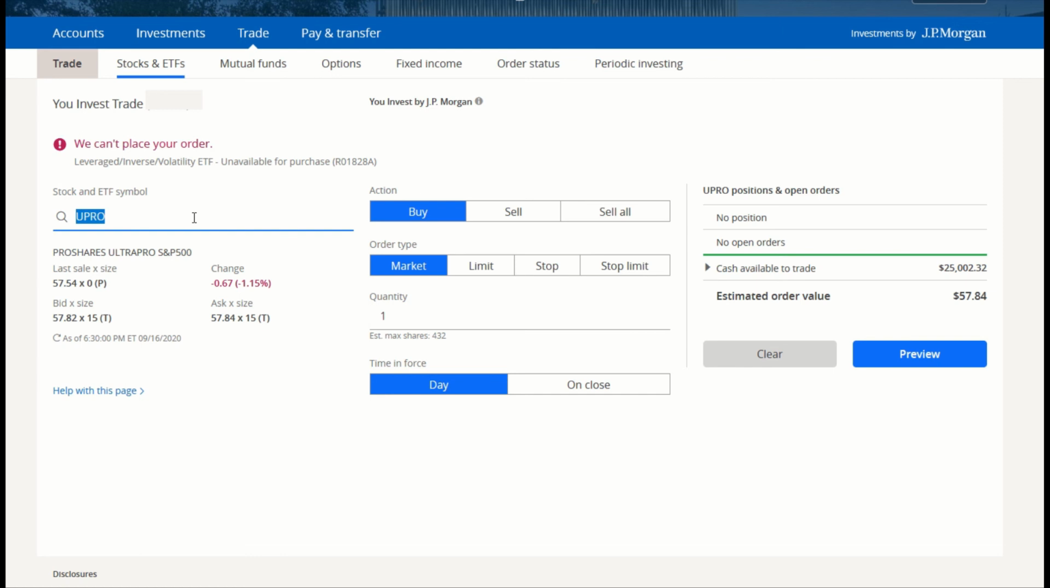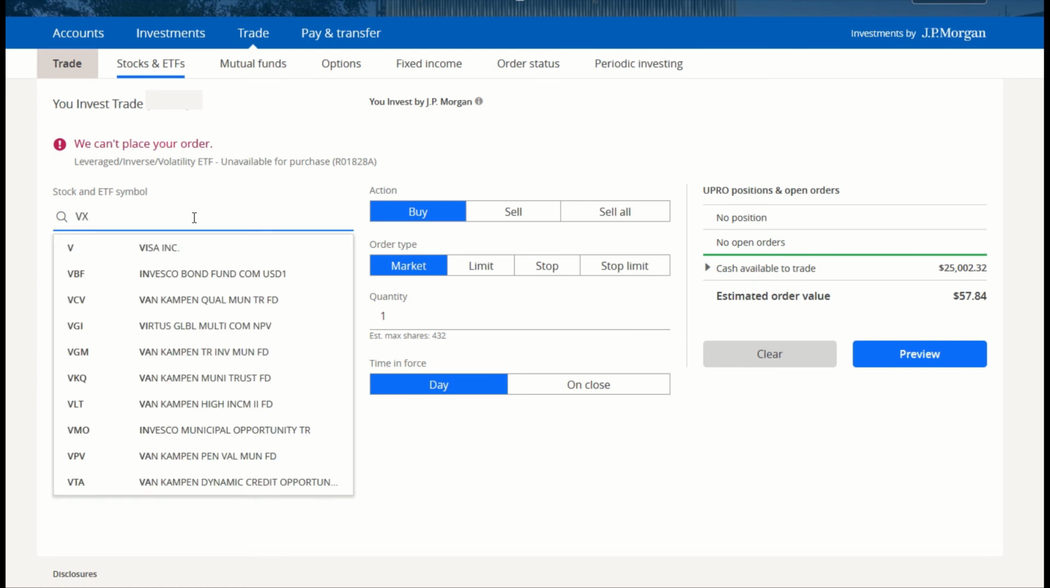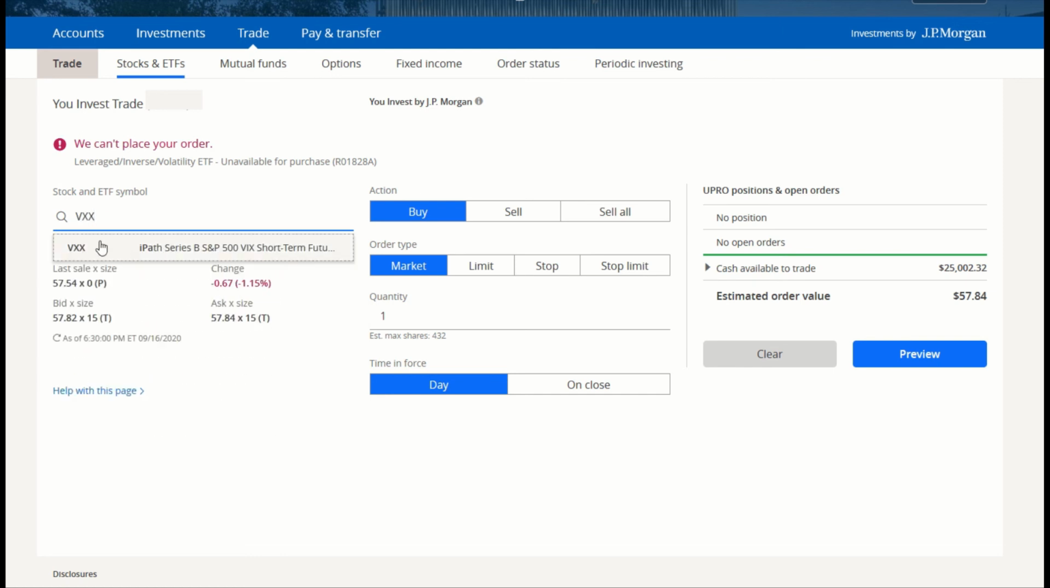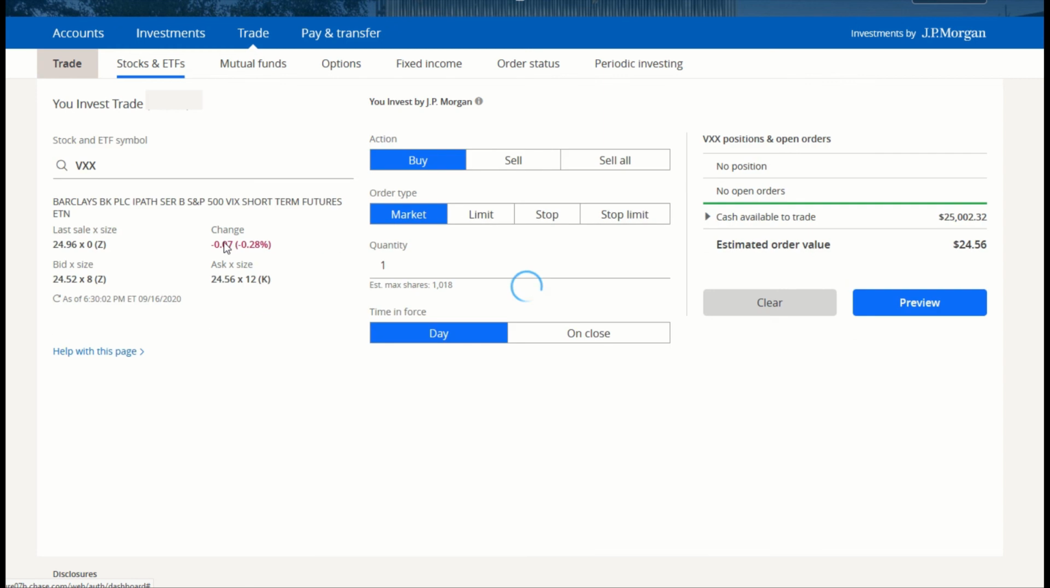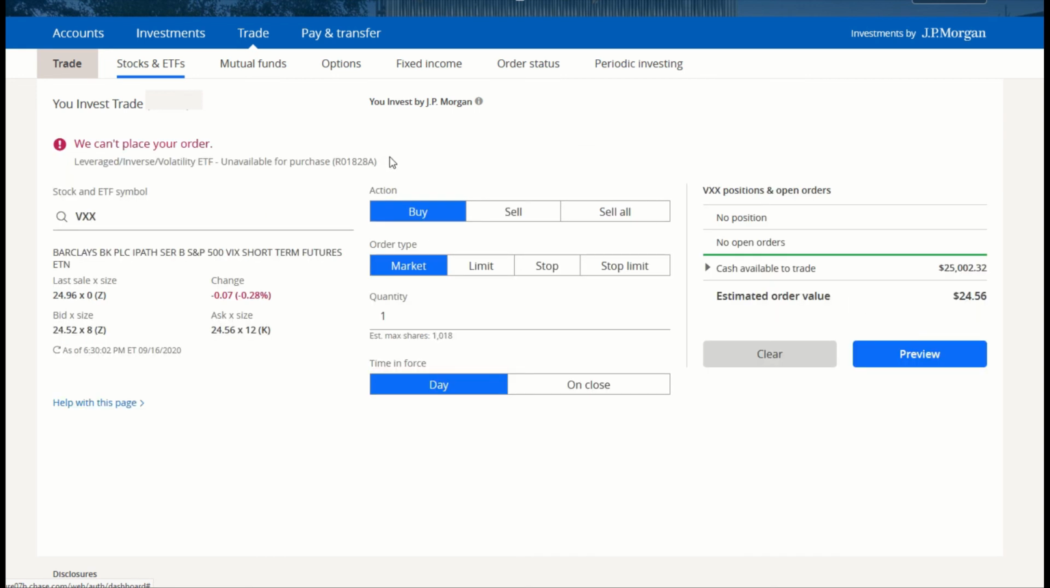Now, let's try a volatility product such as VXX, which is a very well-known volatility ETF, buy, market, one share, day, and let's try that again. We get the same alert that it will not allow us to trade any leveraged, inverse, or volatility product.